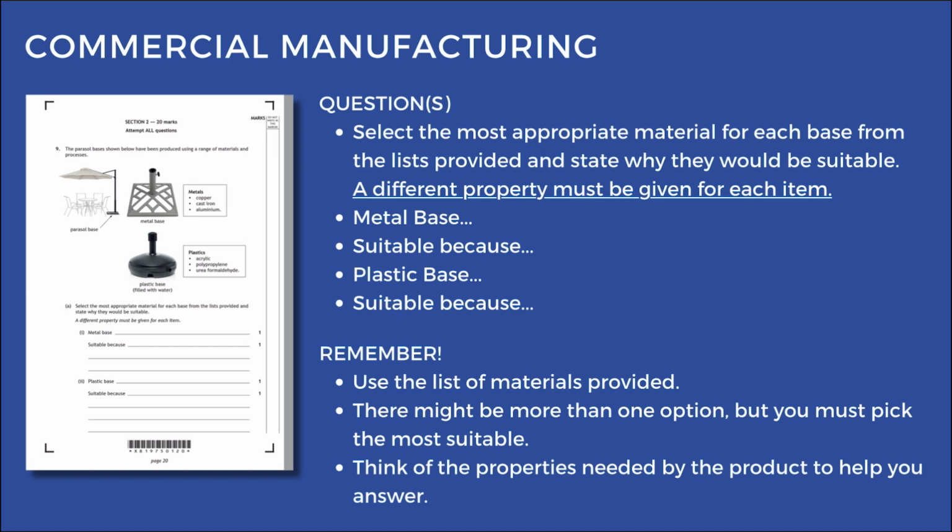In the most recent papers, you're given a list to pick from, and you have to use the list of materials provided. Now in some cases, there could be more than one option, but you have to pick the most suitable. And in most of the example questions in the past papers, it should be clear which one is the most suitable if you know the material properties. The best way to attempt these questions is to think of the properties that are needed by the product rather than the properties of the materials. So looking at the product itself, what properties does that product require to be successful?